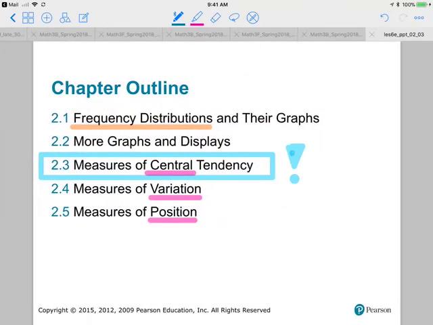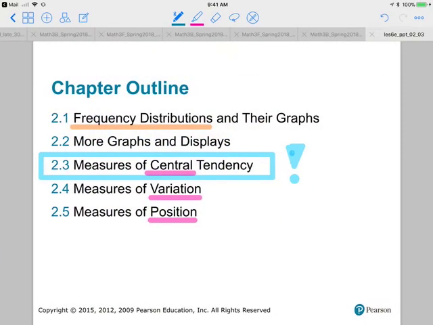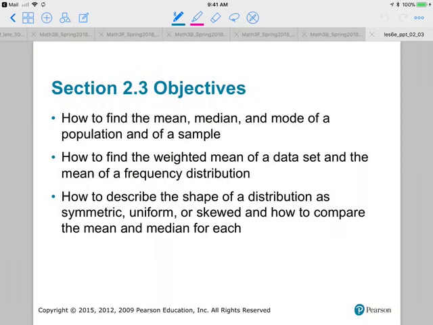Okay, so let's get started with 2.3, where we're going to learn about measuring the center of a distribution. So measures of central tendency. We have three objectives for this section. The first is finding the mean, median, and mode of a population and of a sample. The formulas here are going to be exactly the same whether you're finding the mean of a population or the mean of a sample. Same thing with median and same thing with mode.